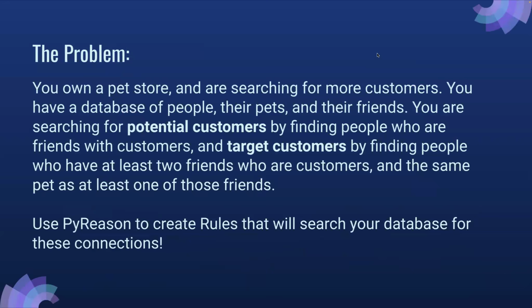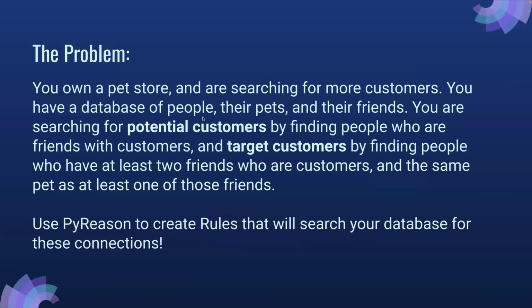So our real world example or problem we're going to be thinking about today is imagine you own a pet store and you're searching for more customers. You have a database of people, their pets, and their friends, and you're searching for potential customers by finding people who are friends with customers. And then you're also searching for target customers by finding people who have at least two friends who are customers and they have the same pet as at least one of these friends who are already customers.